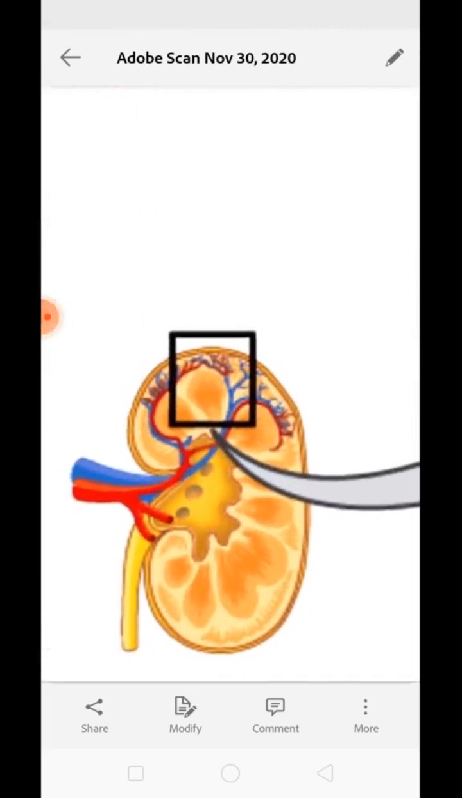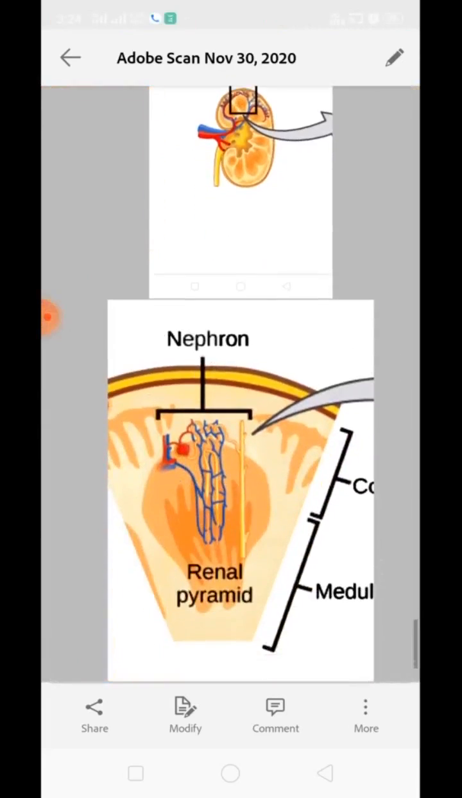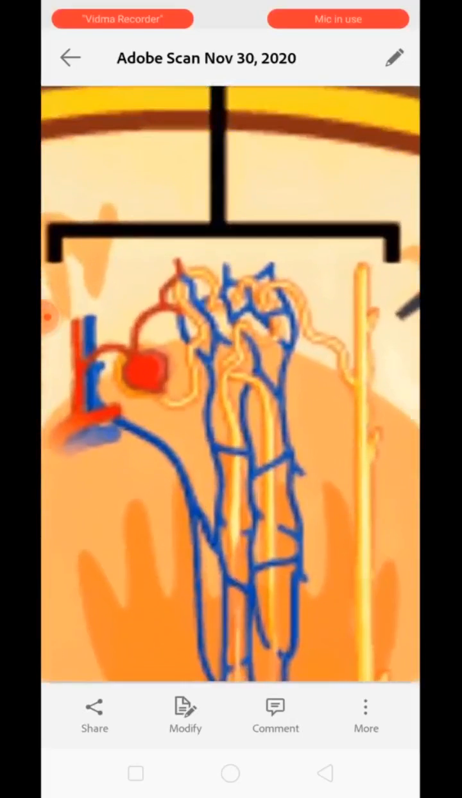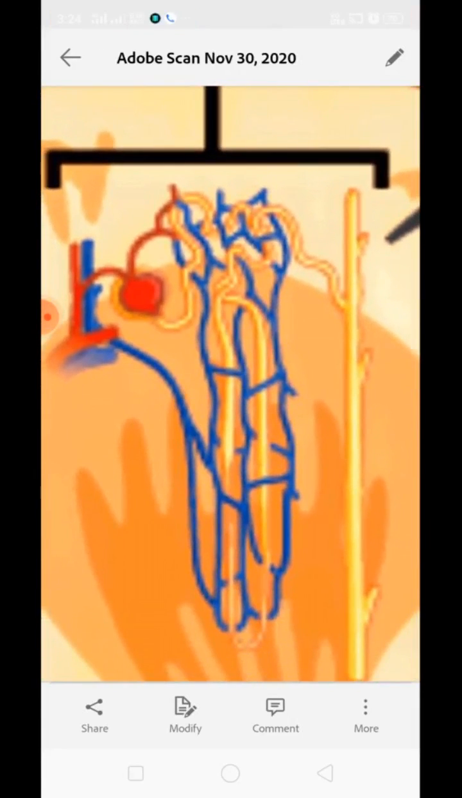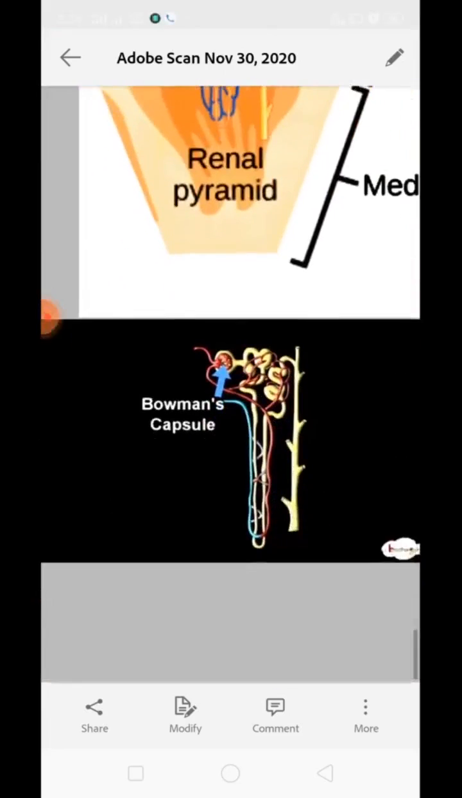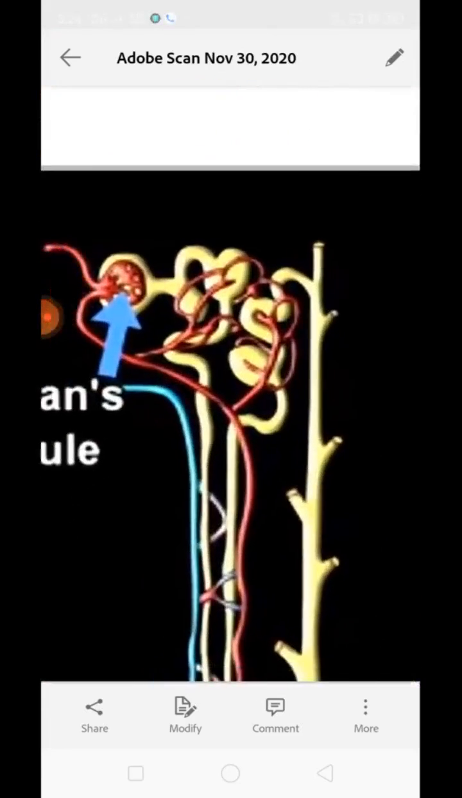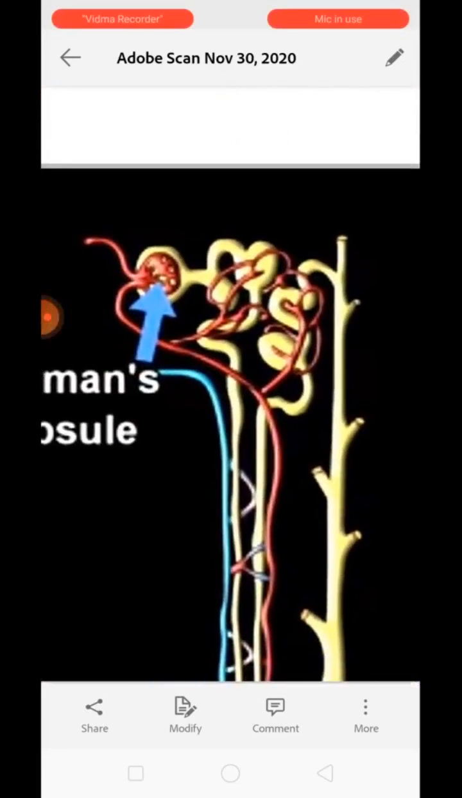See, lots of nephrons are present, and just see over here, only one nephron has been drawn. These nephrons help to filter the blood and remove all the nitrogenous waste and toxic substances from the body, and they are removed out of the body in the form of urine.